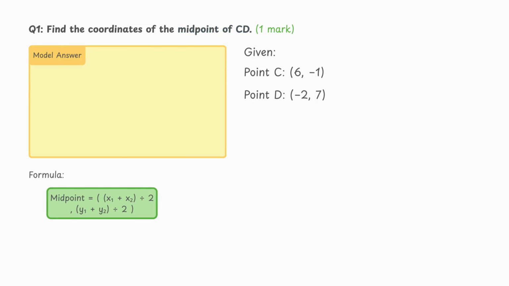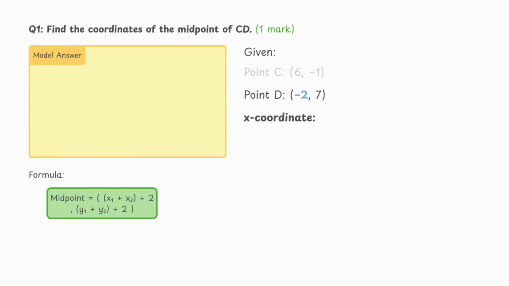To do this, we use the midpoint formula. The midpoint is found by adding the two x values together, then dividing by 2. Then we add the two y values together and divide by 2. So remember, the midpoint formula is really just finding the average of the x values and the average of the y values. Let's start by identifying the x values. For point C, the x value is 6. For point D, the x value is -2.